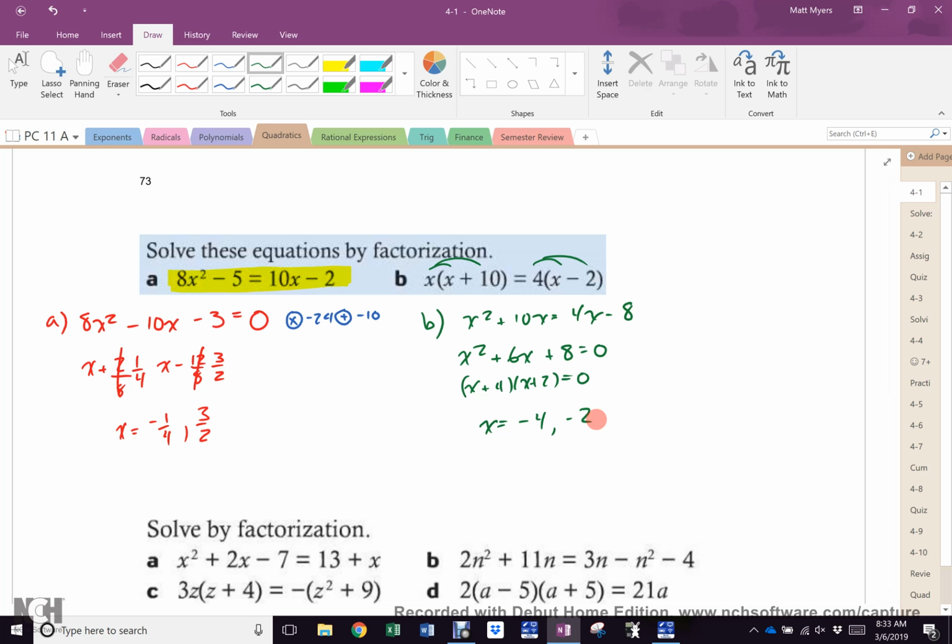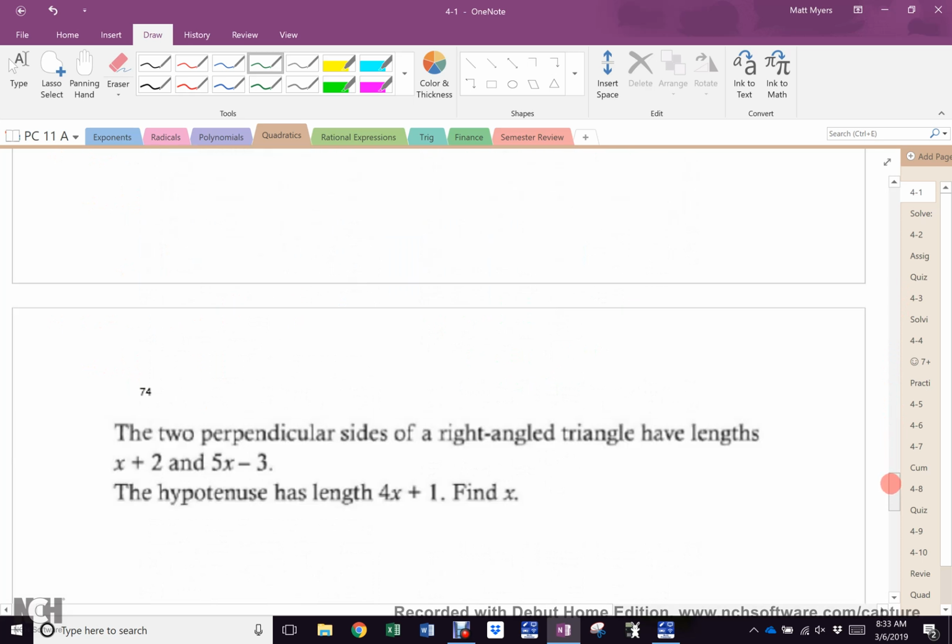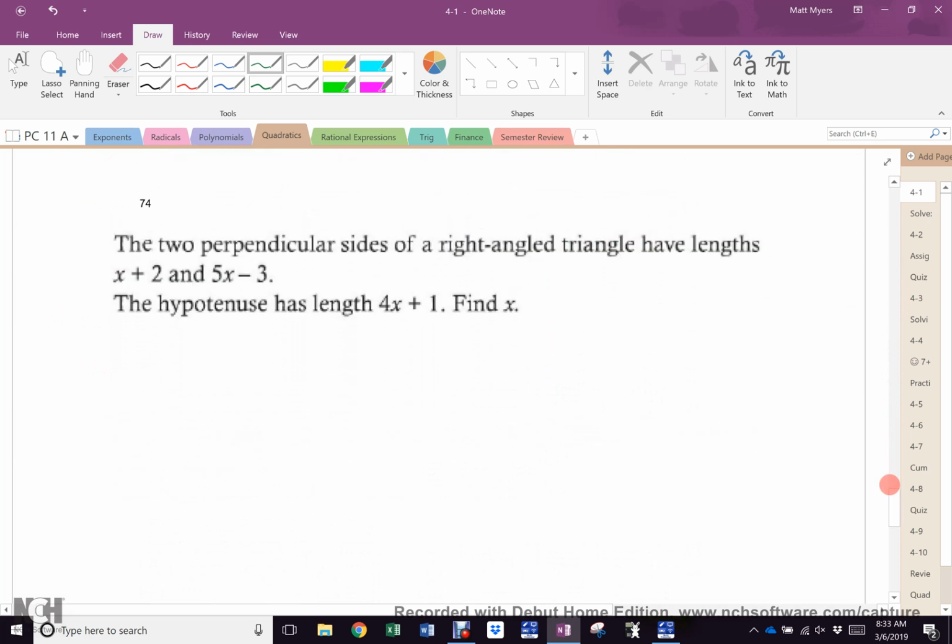Okay, we're going to skip those 4. You're going to use them to practice when I shut up. Those 6, we're going to use them to practice when I shut up. You're going to turn the page over to 74.